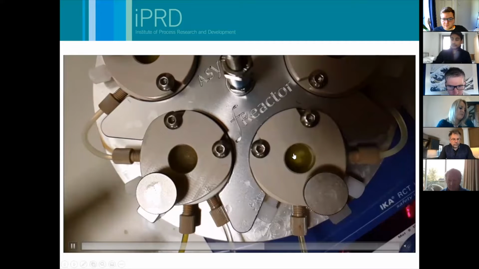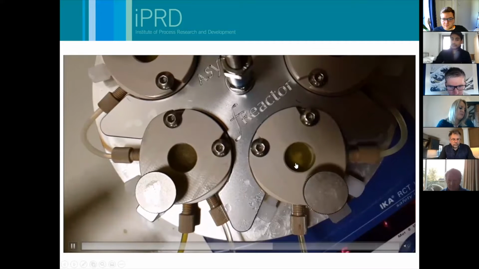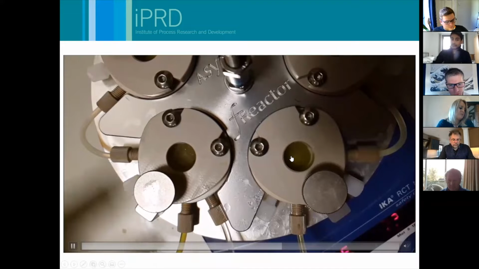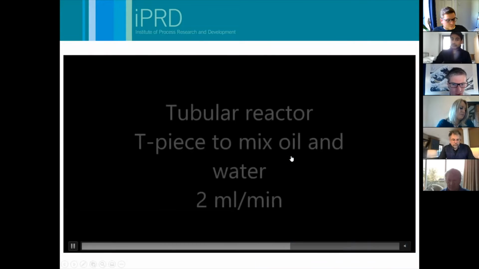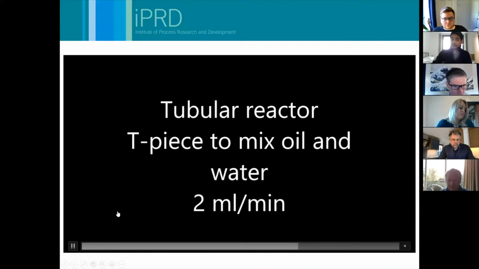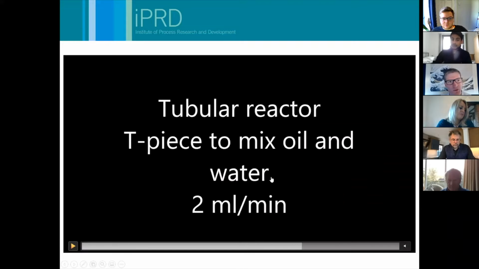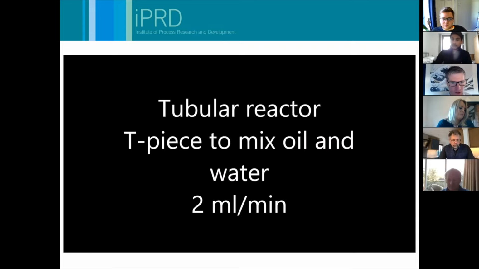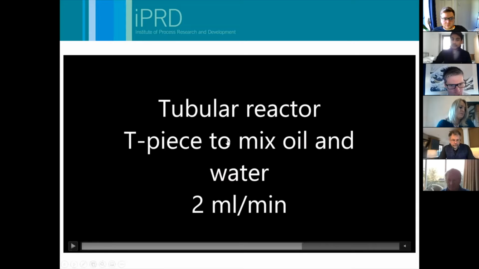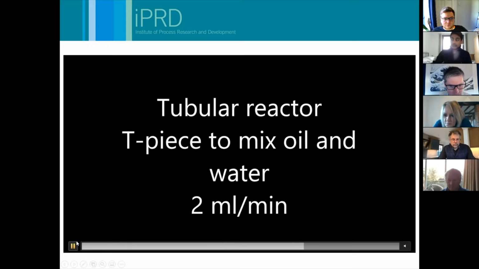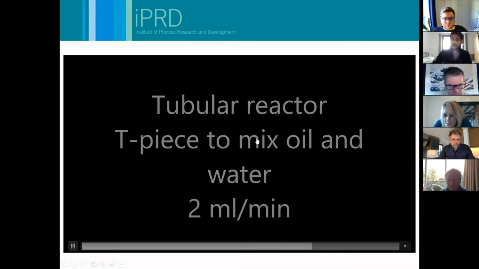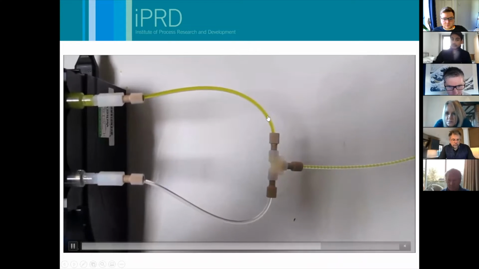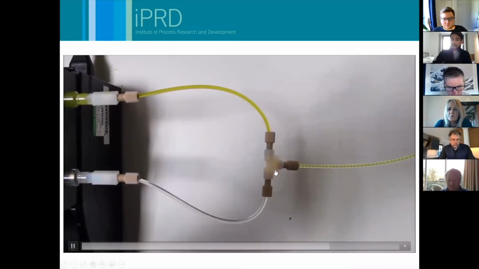Now, this is a slowed down video of what those stirrers are actually doing. They're bouncing around within the reactors and giving really good mixing. I want to contrast that with the other type of reactor that people often use for flow chemistry, a tubular reactor. You take a tube and a T-piece, and as you'll see, you bring oil and water together. There's our water phase and our oil phase, and that mixes within the T-piece and then flows out.